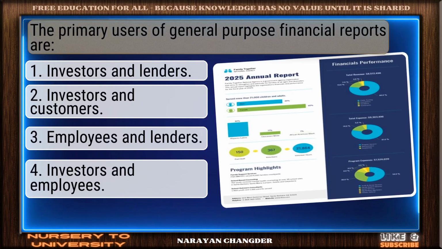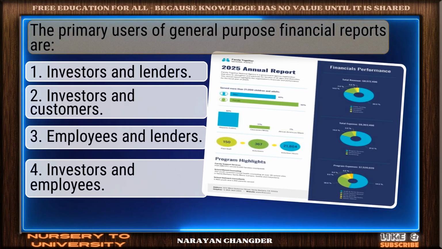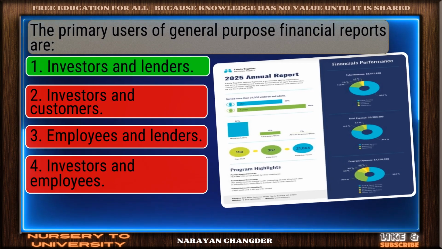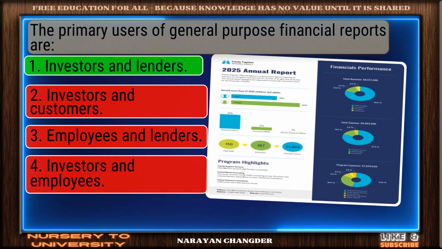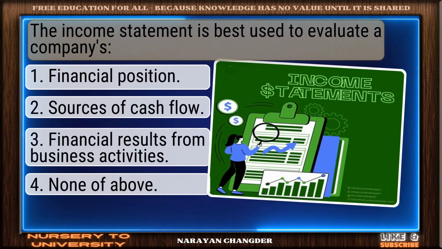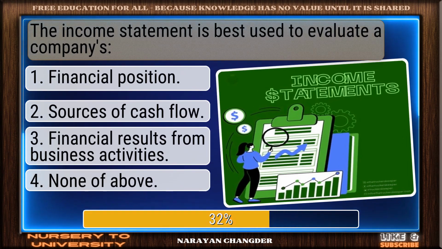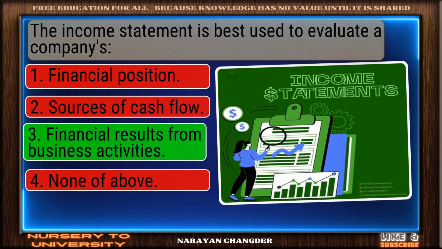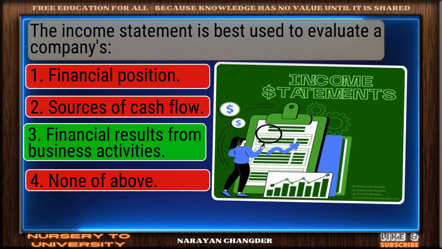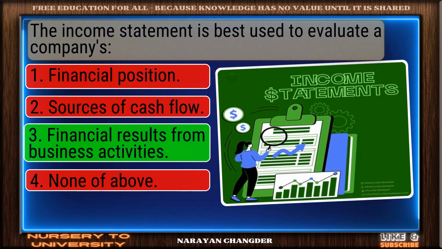The primary users of general-purpose financial reports are nicely done. Investors and lenders is a solid answer. The income statement is best used to evaluate a company's well reasoned. Financial results from business activities is the correct choice.